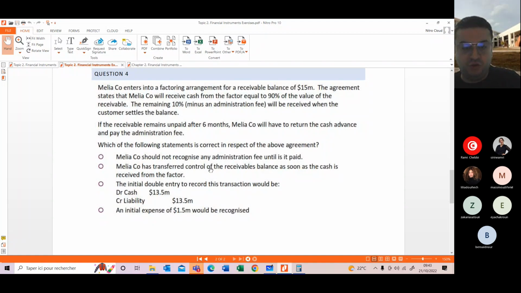Melia should not recognize any administration fee until it is paid. Melia has transferred the control of the receivables balance as soon as the cash is received from the factor. And finally, the initial double entry to record the transaction would be debit cash, credit liability, and an initial expense of 1.5 million would be recognized. The third option is the correct one.